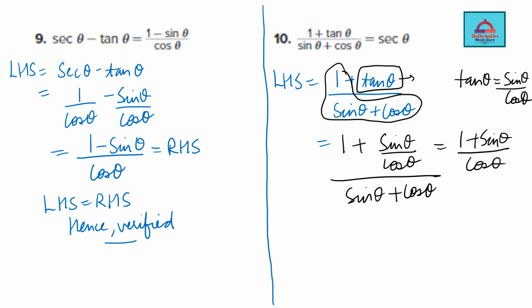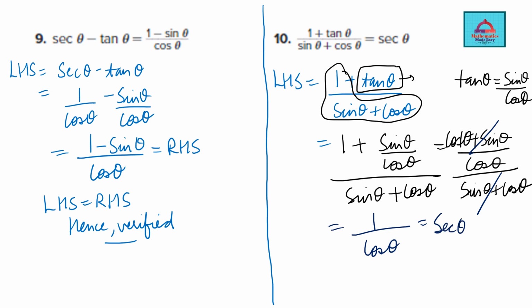So if you take LCM, this comes as cos theta over sine theta plus cos theta. Now the common term will get cancelled and you are left with 1 over cos theta, which is secant theta, equal to right hand side. So again, left hand side equal to right hand side. So it is verified that it's also an identity.